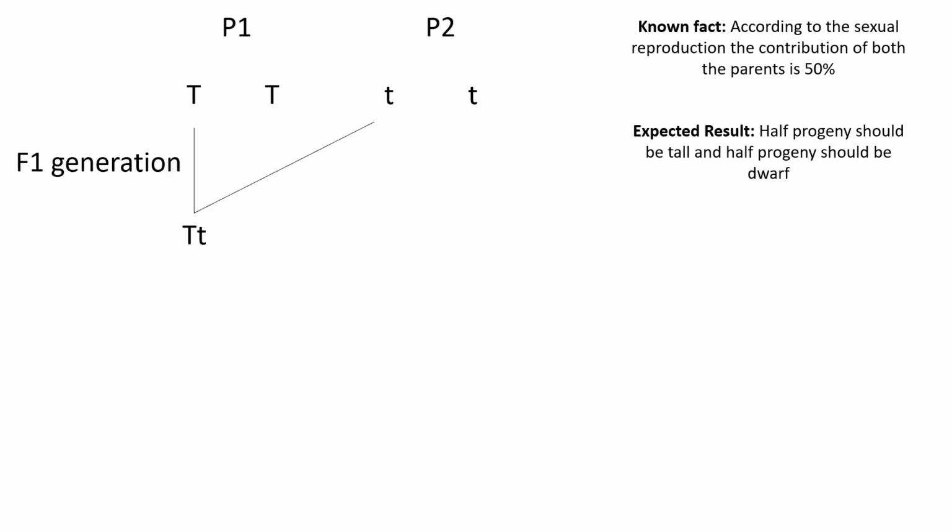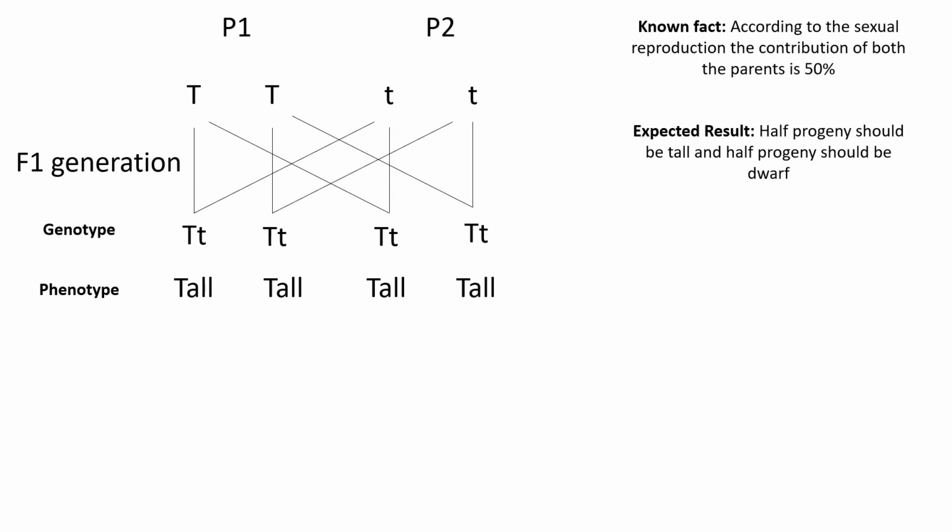The actual result is, when the first capital T and the first small t combine, the genotype formed will be capital T, small t. Then again capital T, small t. Similarly, again capital T, small t, and again capital T, small t. On the basis of phenotype, it was observed that all the plants are tall.